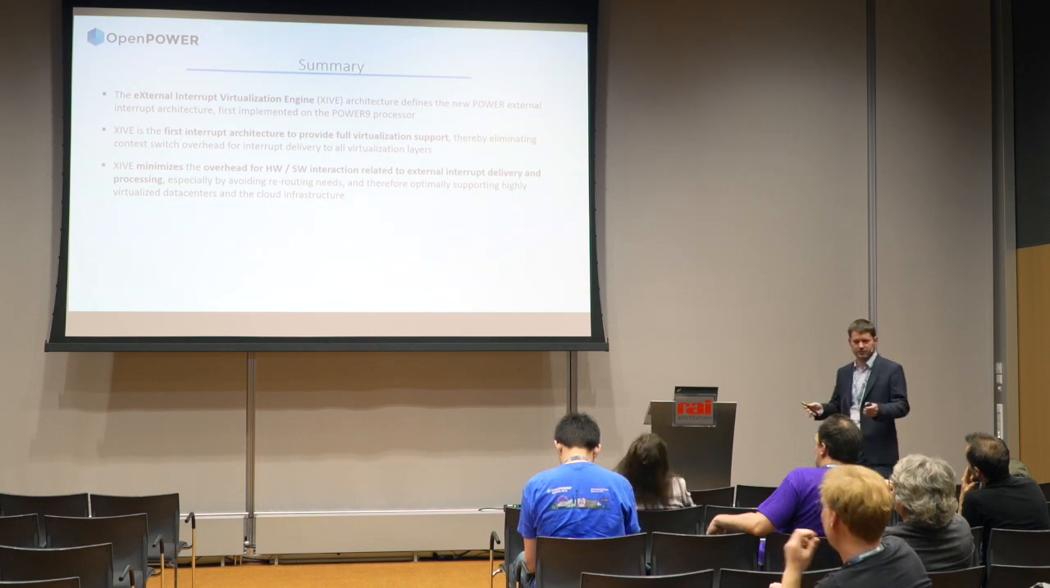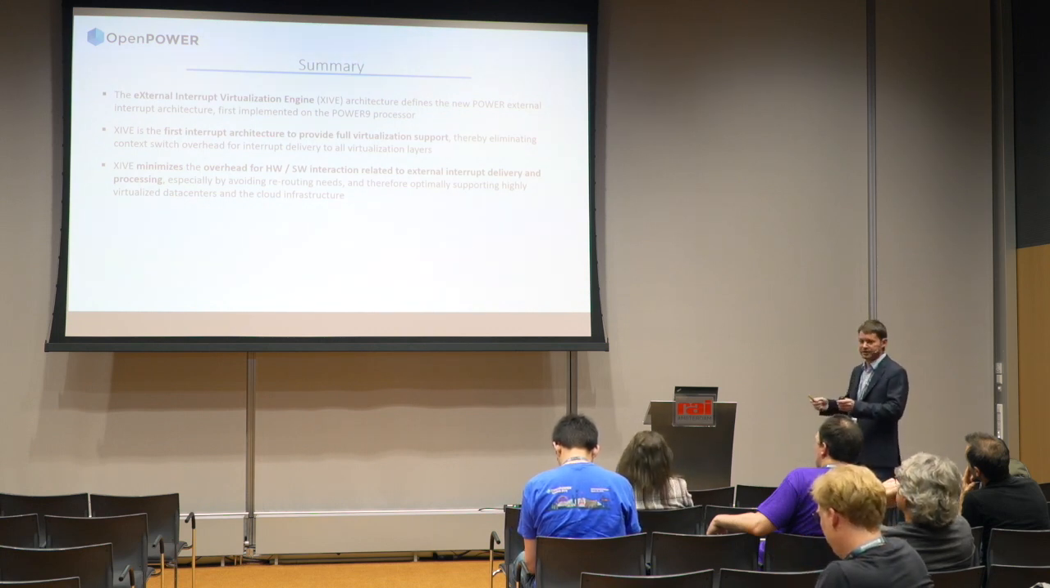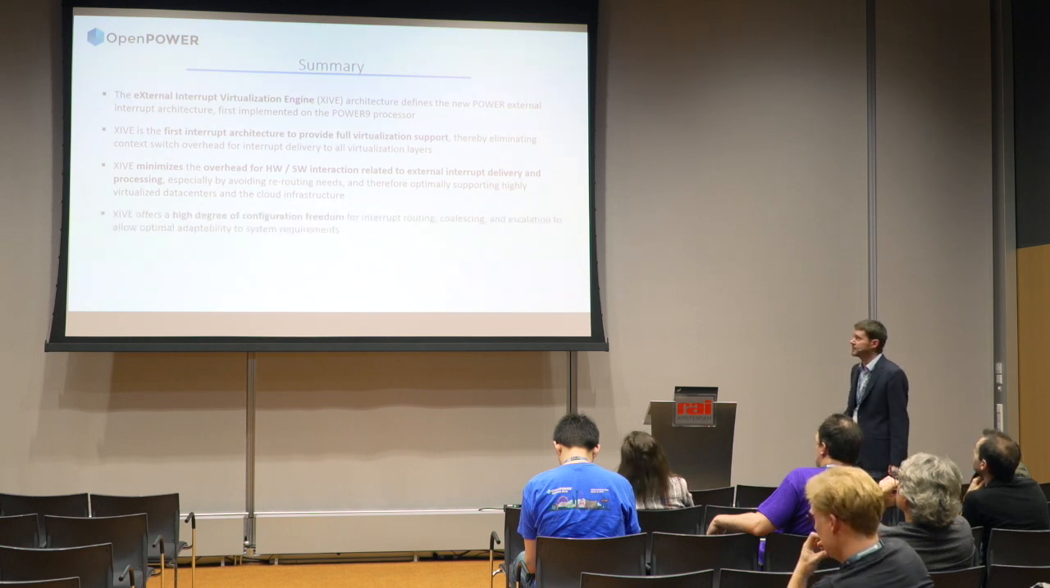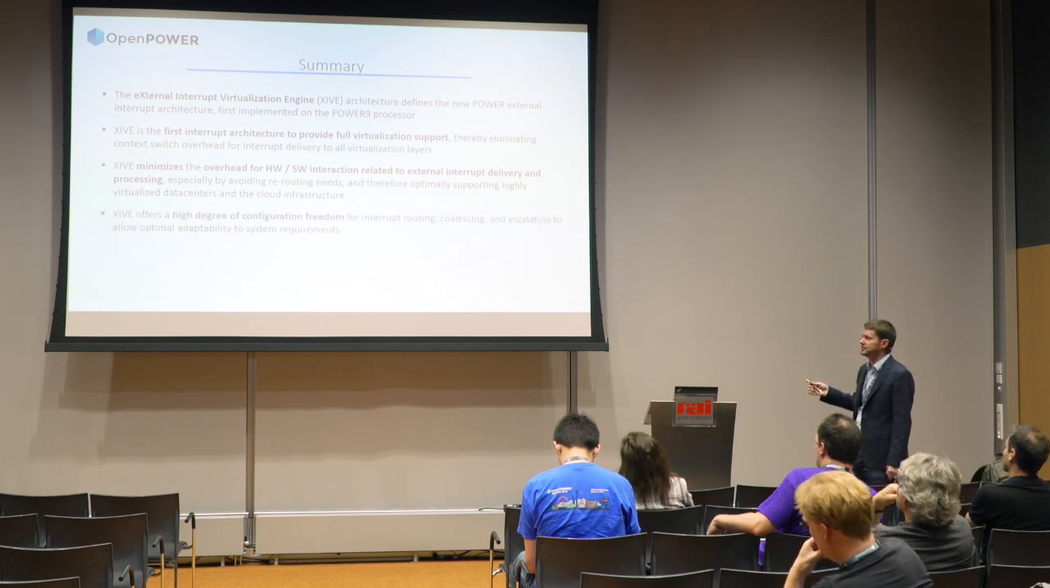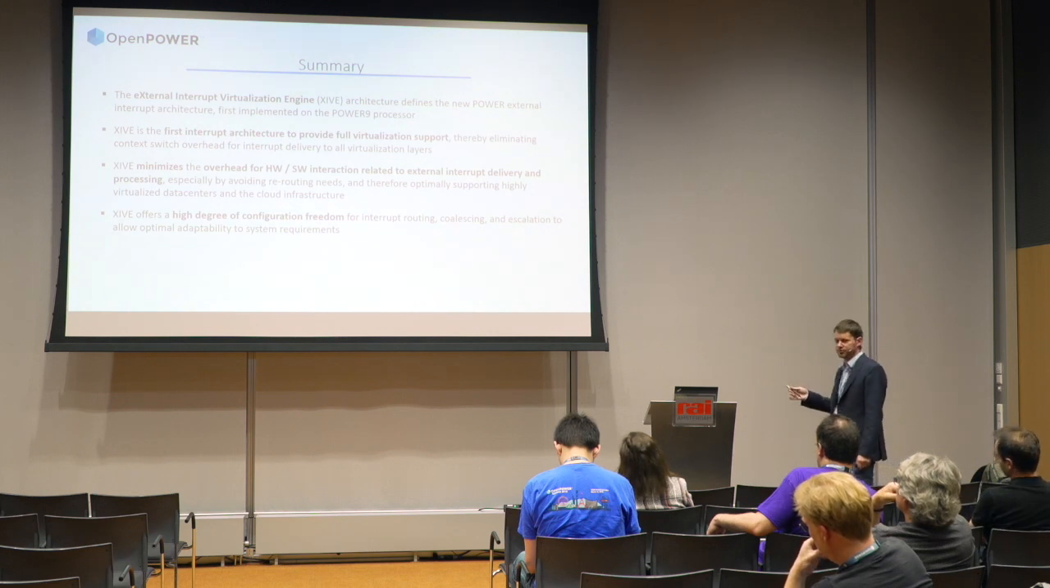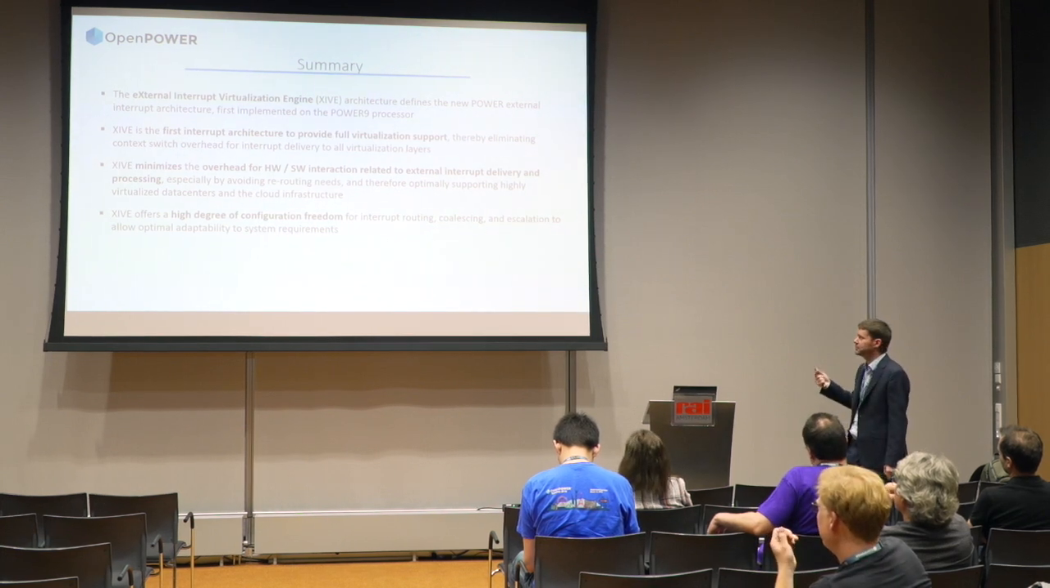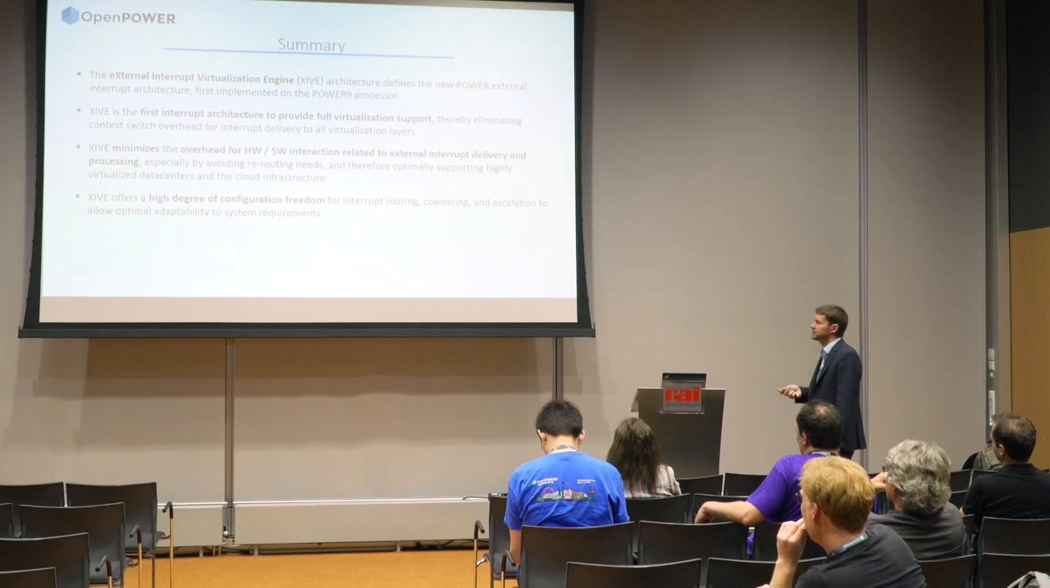So there is, on the one hand, little overhead in moving virtual processors, but we also don't generate additional work because we had routed the interrupt wrongly in the first place. And finally, there's a high degree of configuration freedom that we provide to the hypervisor in terms of how he wants to route the interrupt, how he wants to do coalescing, and how he wants to set up the escalation.